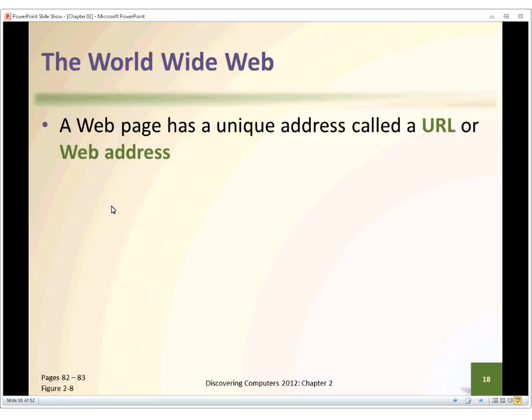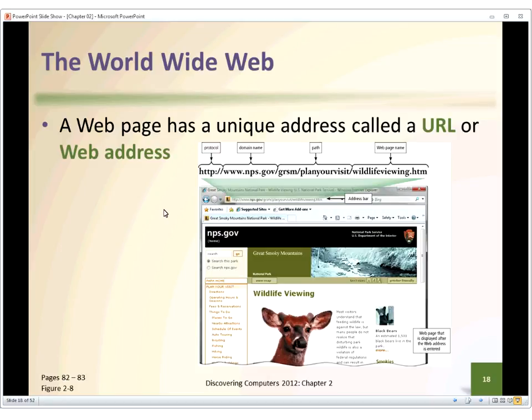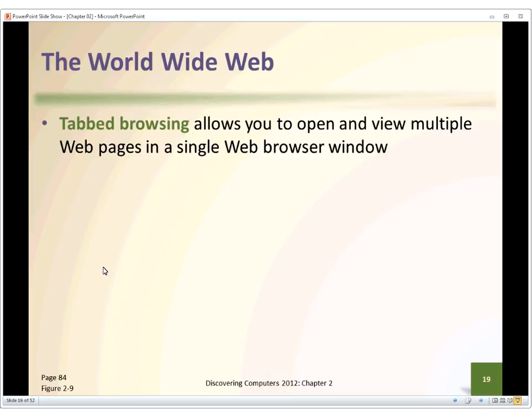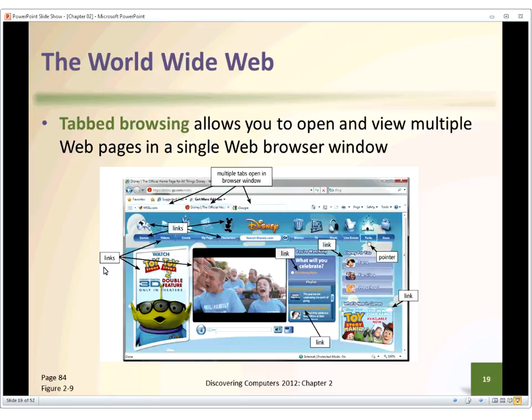So every web page has that unique address. It's called a URL, Universal Resource Locator. URL is a little easier to remember, and it has a web address with the different parts: the domain name, the path, and the web page that you want to look at as well. Browsers are pretty powerful nowadays. You can have multiple web pages open, and then you can tab through the one you want to go back to and look at any given time. All right, so here's 3 different web pages opened up in this web browser.